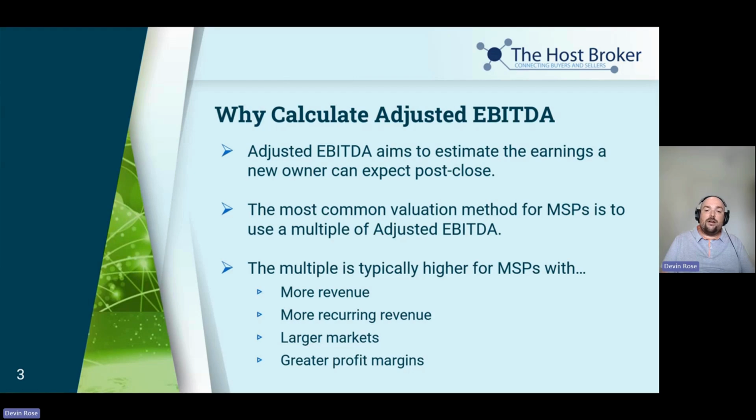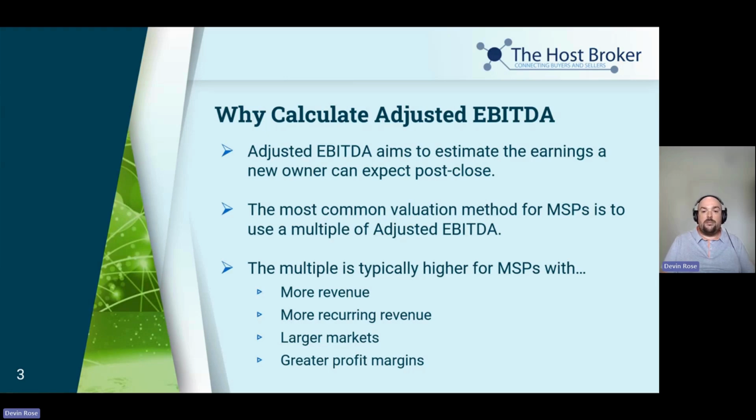And to give you an idea, for a very small MSP, like a one-man shop, let's say less than a couple $100,000 in revenue per year, the typical multiple that we see is maybe 2x adjusted EBITDA. And on the larger side, let's say we have an MSP with $10 million a year in revenue, we might see closer to an 8, 9, 10 times multiple of adjusted EBITDA. The biggest factor in determining the multiple is how much revenue the MSP has. But there are also other variables that go into it.